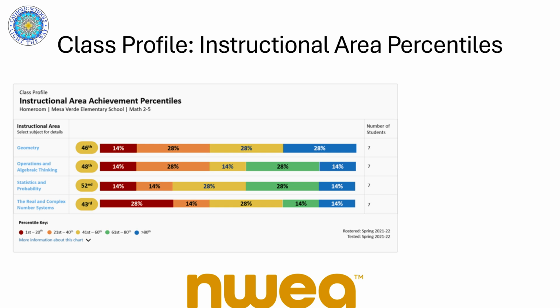To the right next to that, students are distributed by the percentile color bands. So 14% of the students are in the 1st through the 20th, 28% the 21st through the 40th, 28% of the students in the yellow color, the 41st through the 60th. There are no students in the green band for geometry, and then 80% and higher is the blue band.